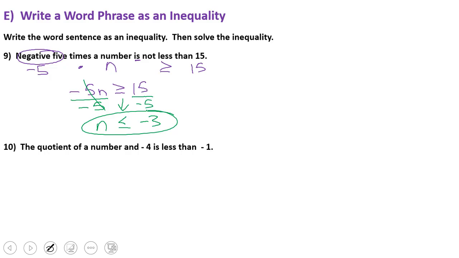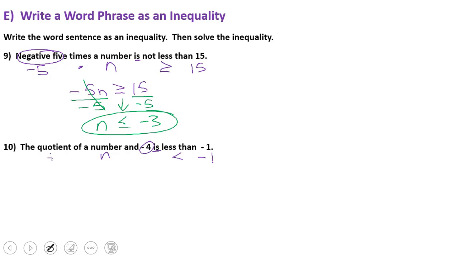Number 10, the quotient of a number and -4 is less than -1. So once again, marking my text, the quotient, I'm going to be dividing of a number. I'm going to use n, and -4, I'll just keep that, is, there's my key word is, less than, I know what that symbol is, and -1.